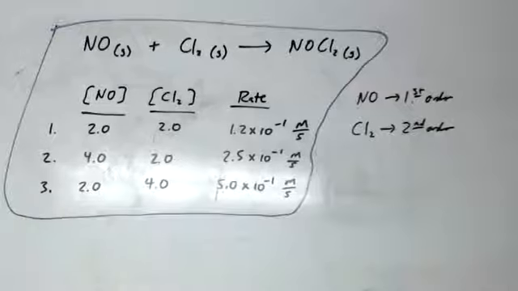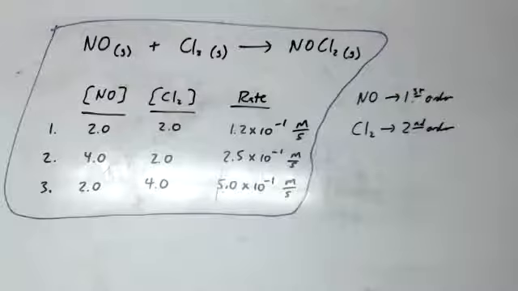As a rule of thumb, you'll always need a number of experiments 1 more than the number of reactants. So if we have a more complicated reaction later that uses 3 reactants, we'd have to do a total of 4 experiments to work out the order of each of those 3 reactants. So there we have it.